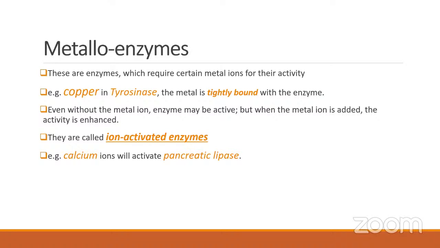For example, pancreatic lipase enzyme, which breaks down the lipid. It requires calcium ions. When calcium ions bind to pancreatic lipase, its activity gets enhanced. So that group of enzymes is known as ion activated enzymes. Metalloenzymes require metal ions for their activity. Examples are tyrosinase enzyme, which you will learn in protein metabolism, and pancreatic lipase. Tyrosinase requires copper and pancreatic lipase requires calcium.